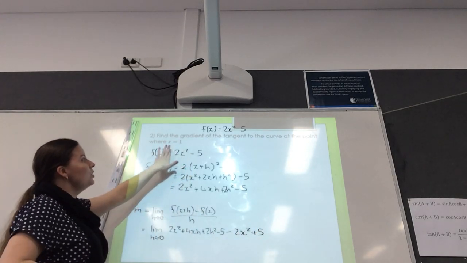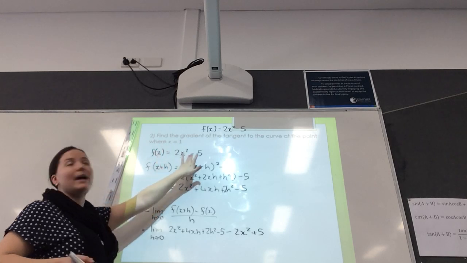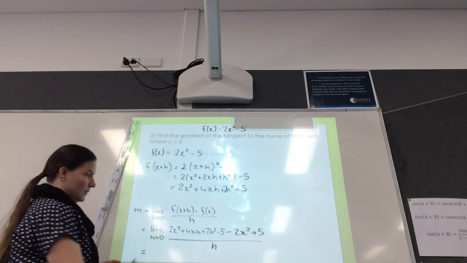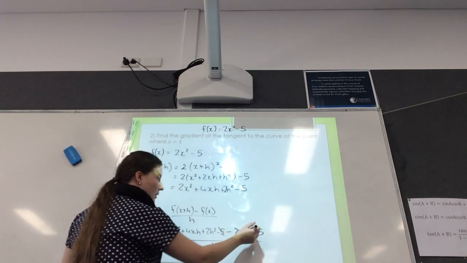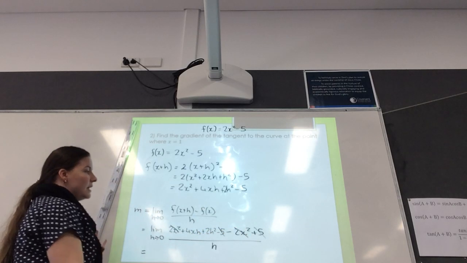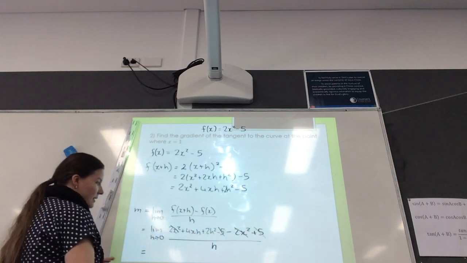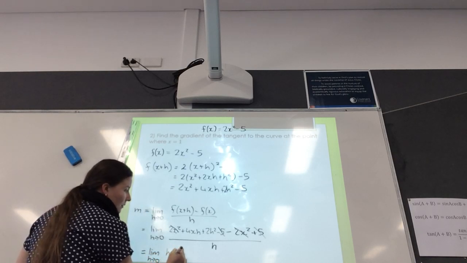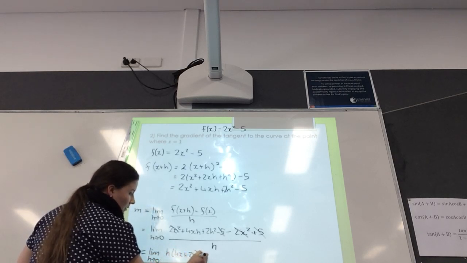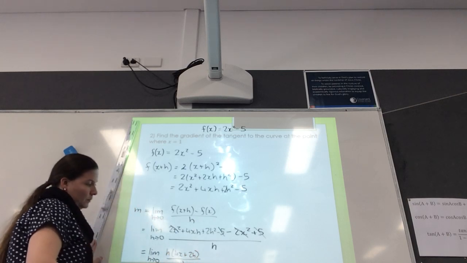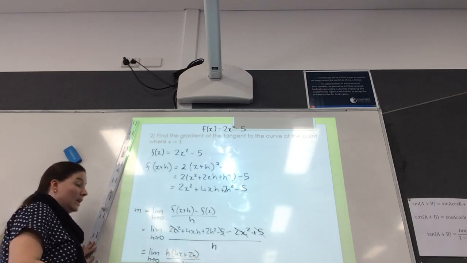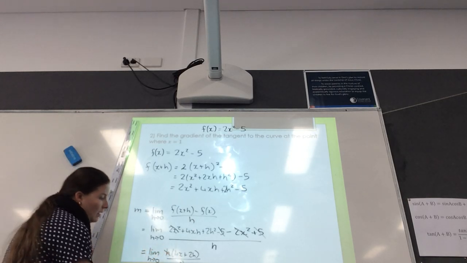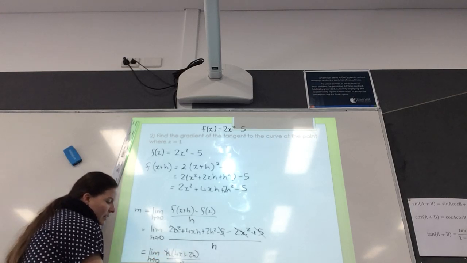So note that I subtracted the whole thing, so that means negative 2x squared, positive 5. Okay, 2x squared minus 2x squared is 0. Minus 5 plus 5 is 0. I'm going to take my h out, and I cancel, like it's very repetitive, right? We end up doing the same thing. I'm now going to sub that h is 0 and I get 4x.